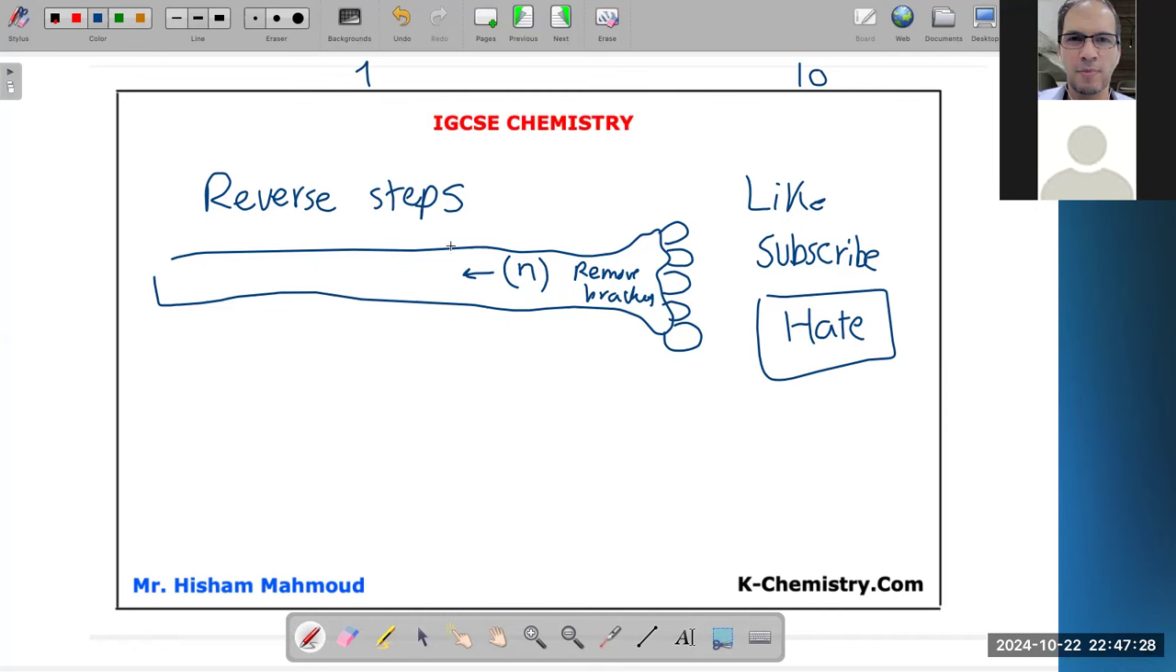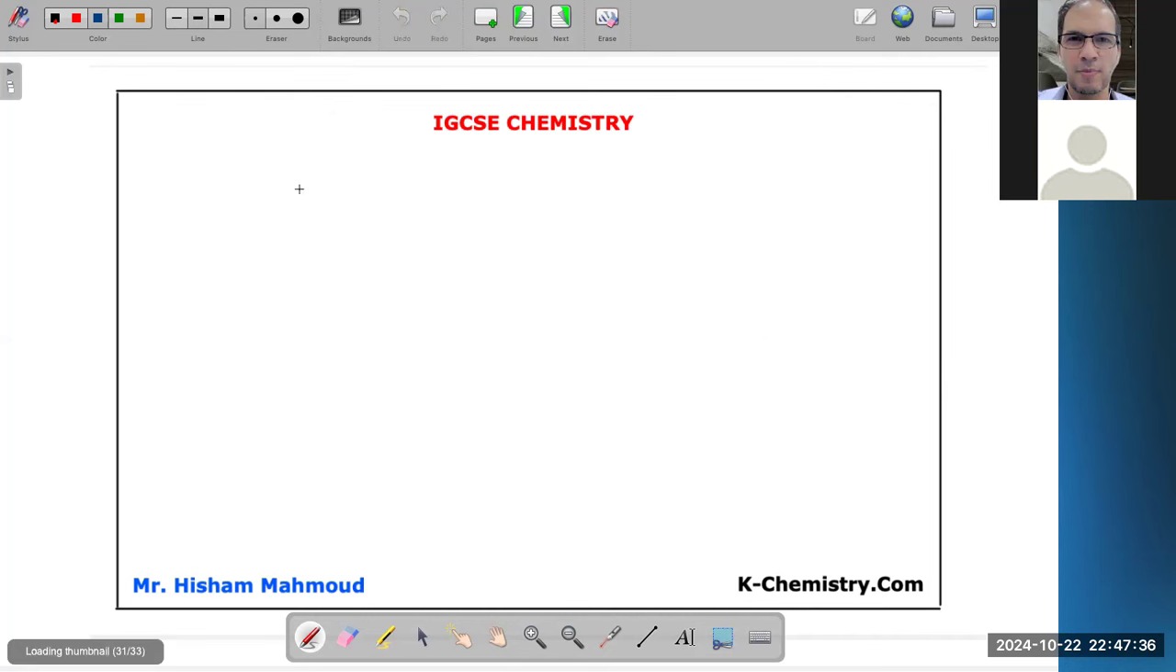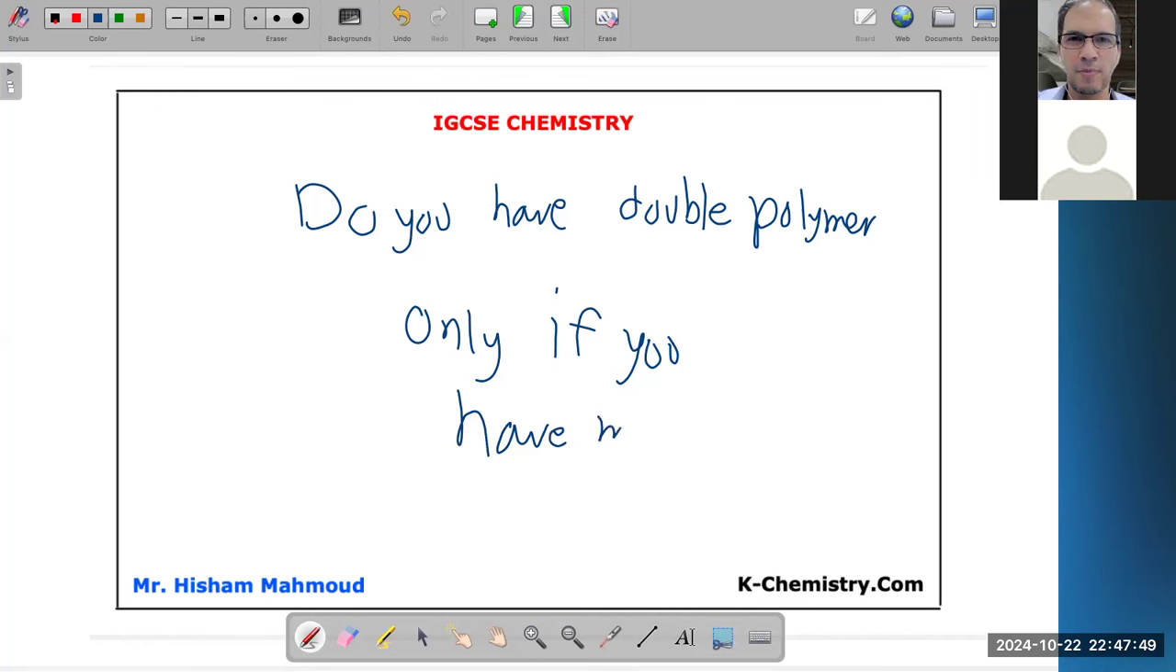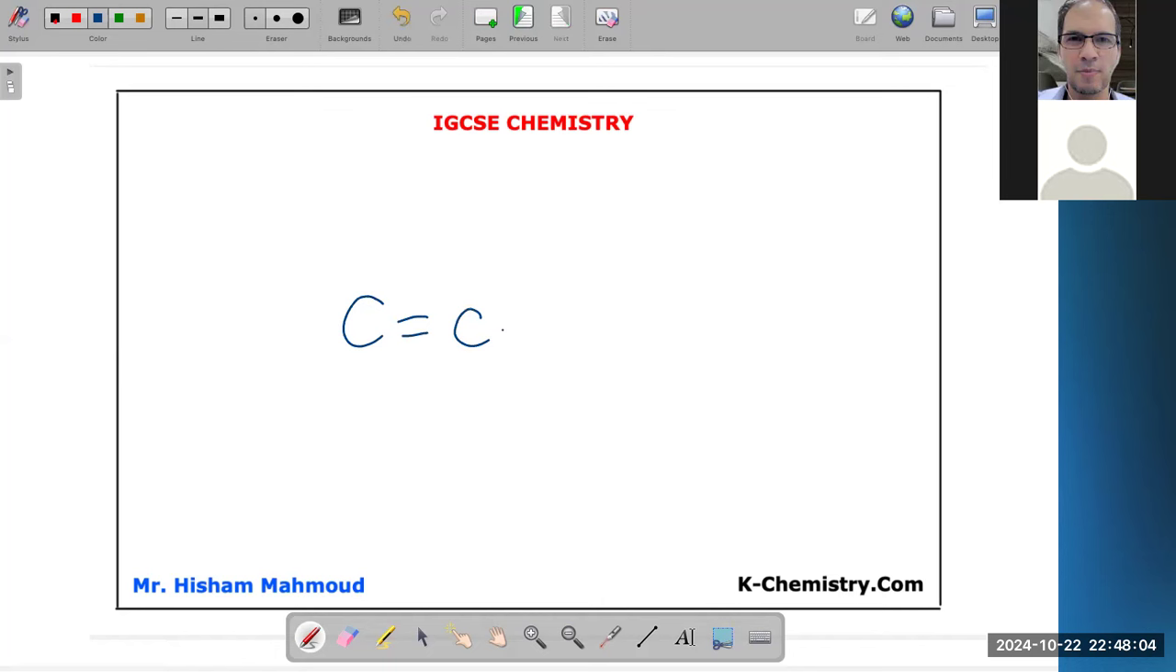When you remove forward, you have to change from n and then change the double bond. Oh, you don't have a double bond. You have a single bond. Question, do you have double bond in your polymer? Only if you have more than one. If you have more than one, then one of them will change into single bond and the other one is gonna stay. What do you mean? You mean I will not change all the double bonds into single bonds?